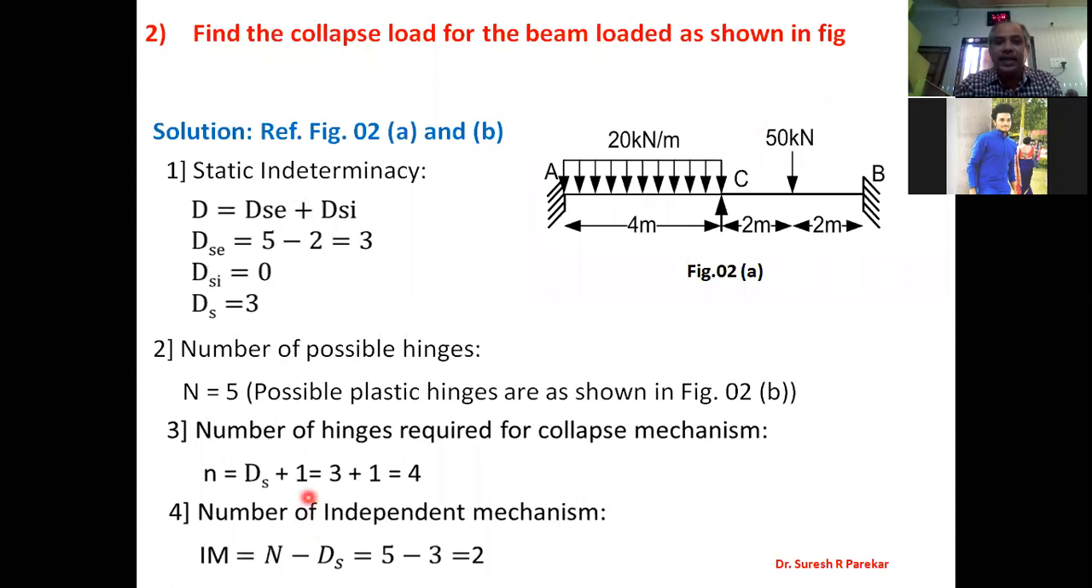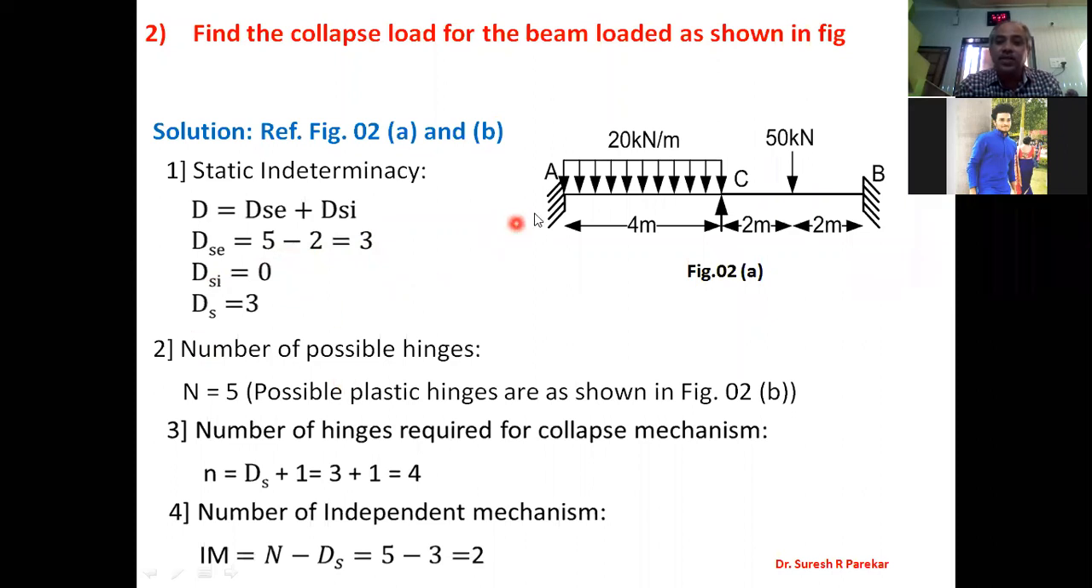Now we will go to second. Now in this we have support A is also fixed. We have support B is also fixed. So number of reactions, 2 at A, 1 at C, 3. So 2 at B. So 3 plus 2, 5. So number of reactions 5. Equilibrium equations again 2. So 5 minus 2. So we have 3. So ds 3.